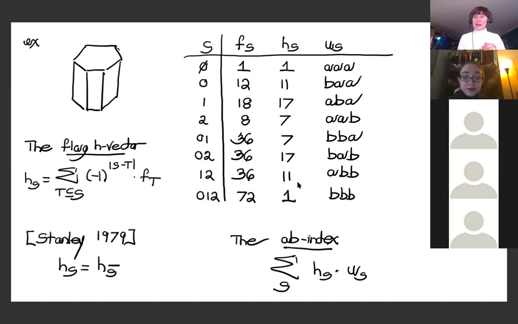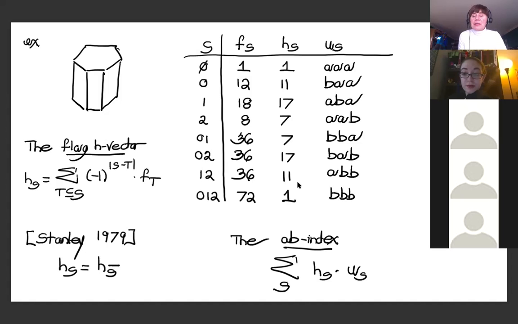Finally, F012, this is also known as the full flag. So this counts the number of vertex, edge, two-face triples where everything is all connected. So I can recycle the F01. So I have vertex-edge pairs, 36 of those. And then once I have an edge, that's incident with 2 two-dimensional faces, 2 times 36, 72. So that first column, that's known as the flag F vector. Then the next column is actually the flag H vector.